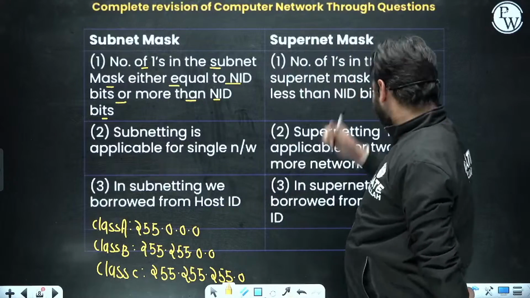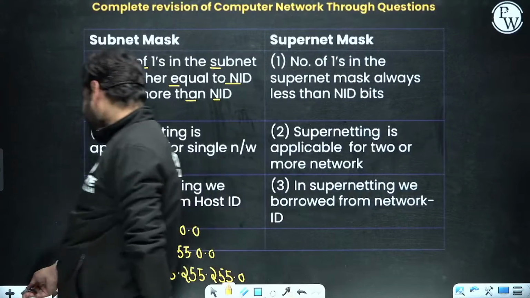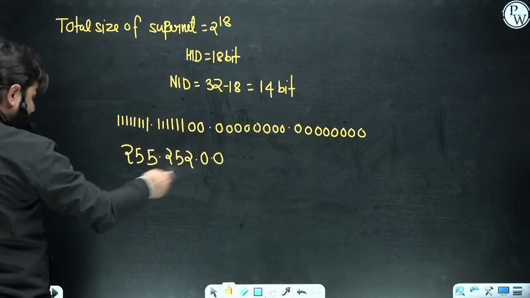But in the supernet mask, it is different. Let's see. This is the supernet mask now for class.